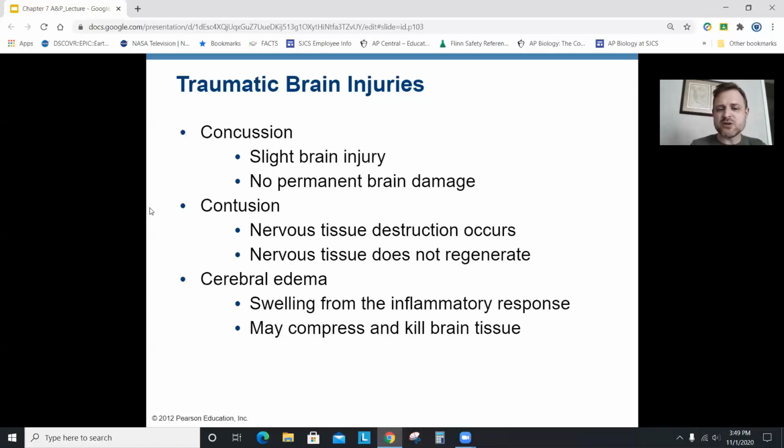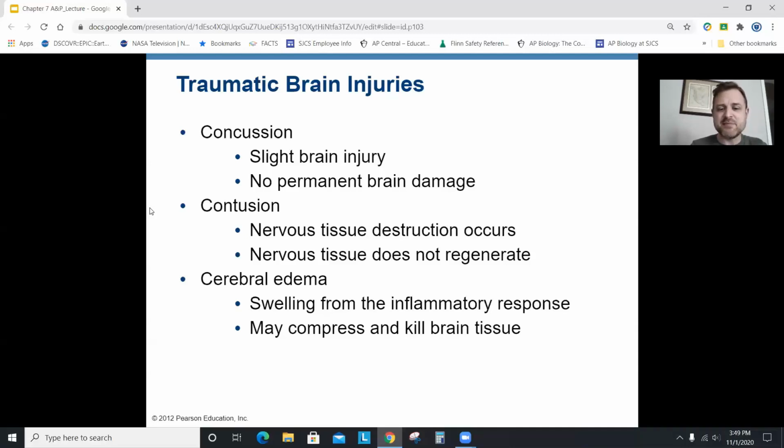A contusion, the word contusion just means bruise. So a contusion would be where you have a brain injury, where you have damage to the tissues, the nervous tissue, and nervous tissue doesn't regrow. If you get a cut in your skin, those cells go through mitosis and you will repair the injury. Nervous tissue doesn't do that. If you damage it, the damage is permanent.